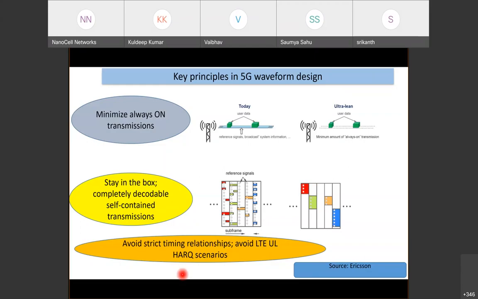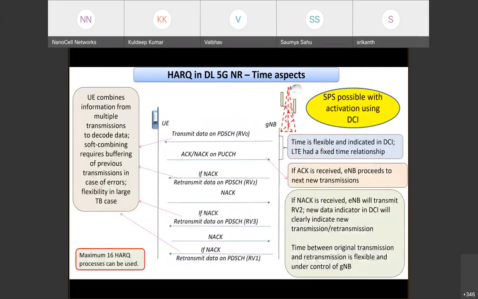And the final one I talked about, avoid very strict timing relationship, because that makes it very inflexible when you want to do something outside of that timing. Like when you say, oh, if data comes here, HARQ has to come here, that limits your flexibility in doing something on top of that. Okay.